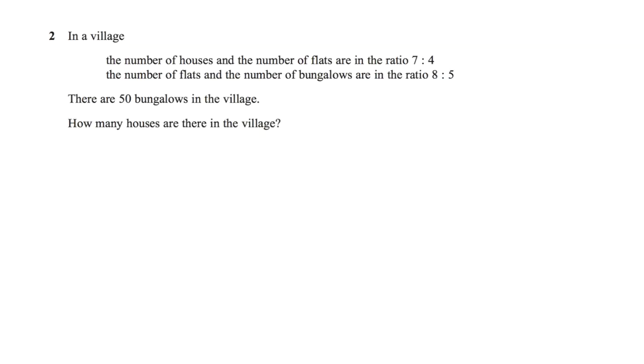Question 2. In a village, the number of houses and the number of flats are in a ratio 7:4. The number of flats and the number of bungalows are in the ratio 8:5. There are 50 bungalows in the village. How many houses are there in the village?